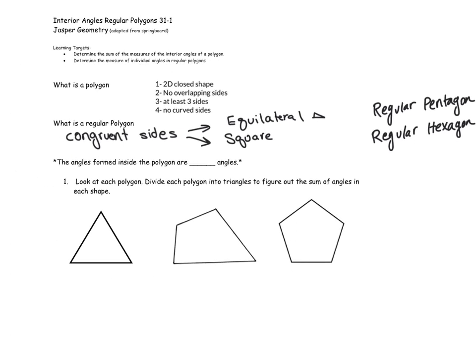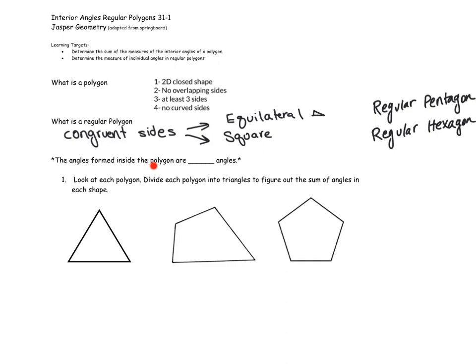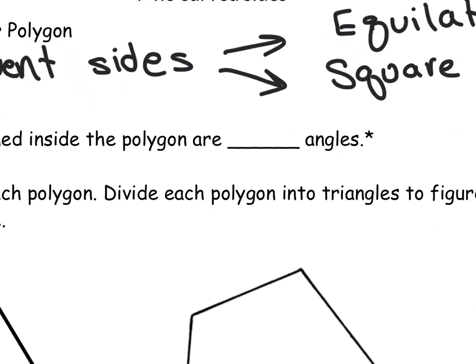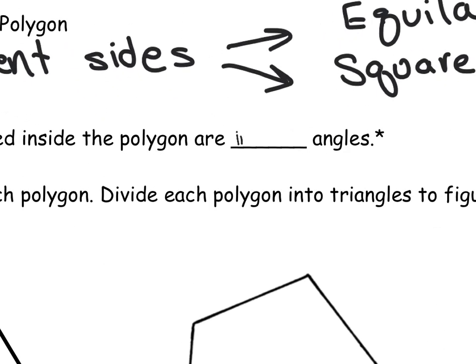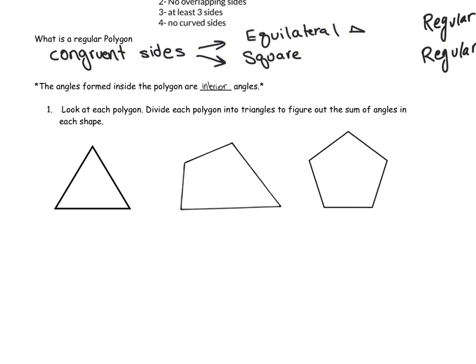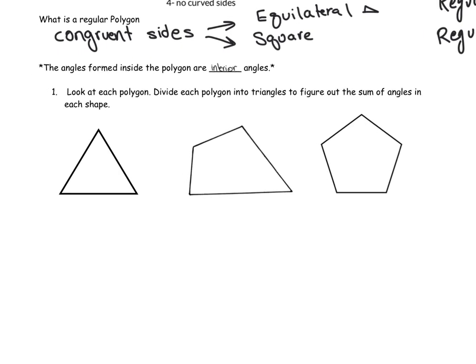Now, what do we call angles that are inside the polygon? We call them interior angles. So any angle that is inside the polygon is called an interior angle. So let's look at those 3 shapes. Look at each polygon and divide each polygon into triangles to figure out the sum of angles in each shape.